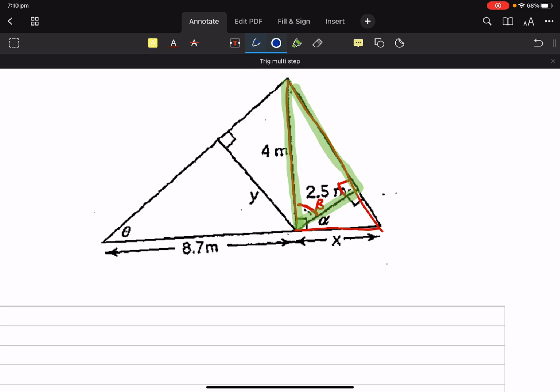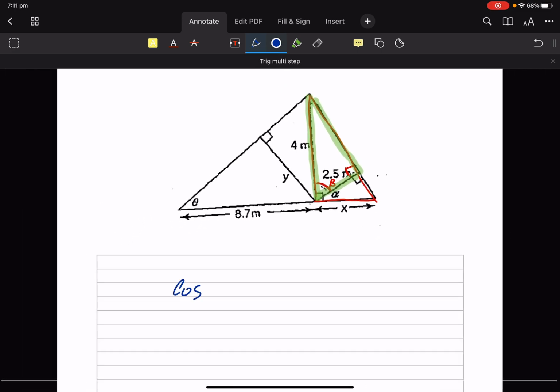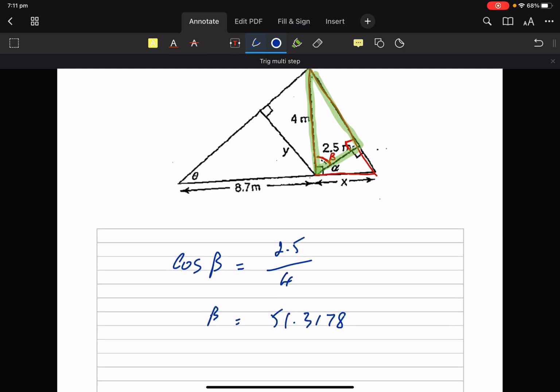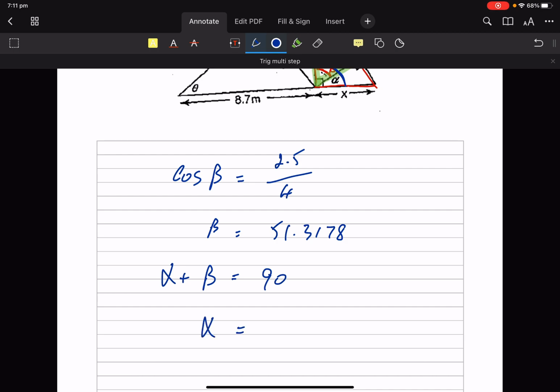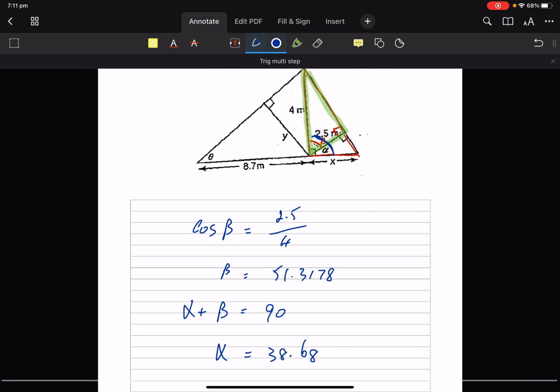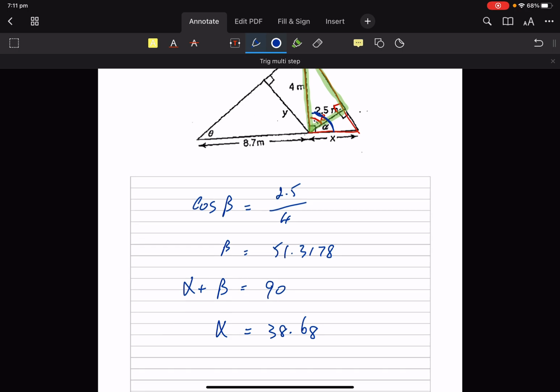That would be cos. Cos beta is A over H. Let's arc cos that. And clearly in there's a right angle. So we've got alpha plus beta must be 90. So alpha has to be 38.68. Takes a bit to see that, but there you go.